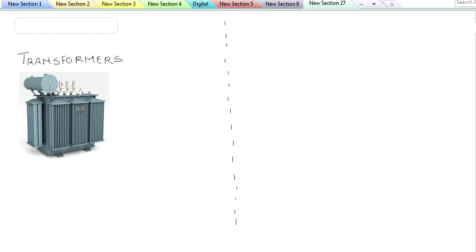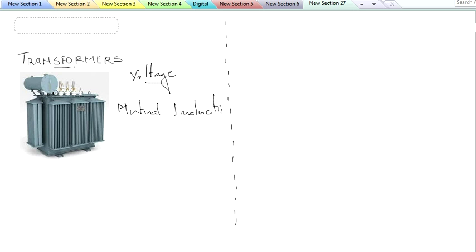So today in this session, we're going to look at the working of a transformer, the basic principle that drives a transformer. What is a transformer? Well, as the name suggests, it transforms something. It transforms voltage from one value to another. To start with, let's look at the basic principle on which the transformer works. The basic principle that it works on is mutual induction.